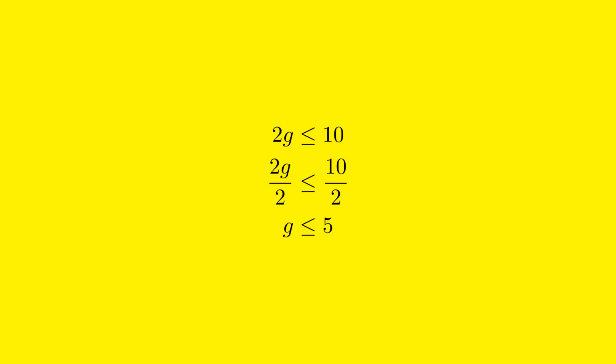To express our solution in interval notation, we use a square bracket to include 5 because g can be equal to 5. The interval notation is negative infinity comma 5 with a square bracket on 5. Therefore, the final solution is g less than or equal to 5. In interval notation, negative infinity comma 5, square bracket.